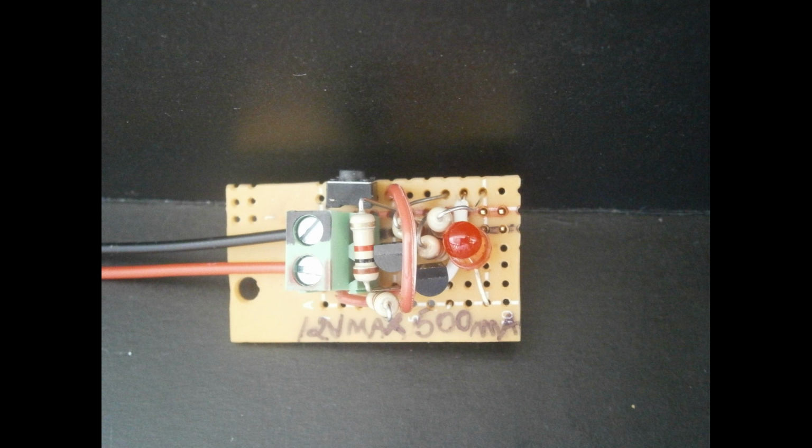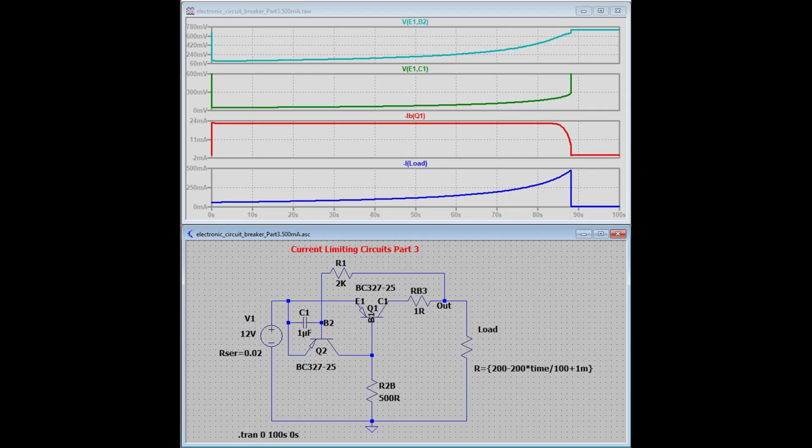The reason for that is because the transistor has to run saturated, which means a ratio of collector to base current of no more than 20:1. By changing the base resistor to 500 ohms, the base current changes from 12 milliamps to 24 milliamps, red line in the chart, allowing us to run the circuit up to 480 milliamps before the circuit triggers, ratio of 20:1.